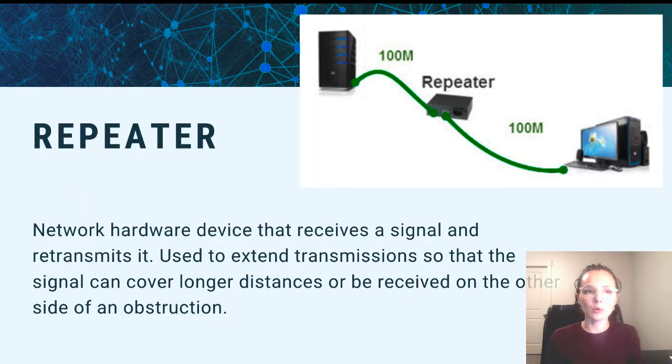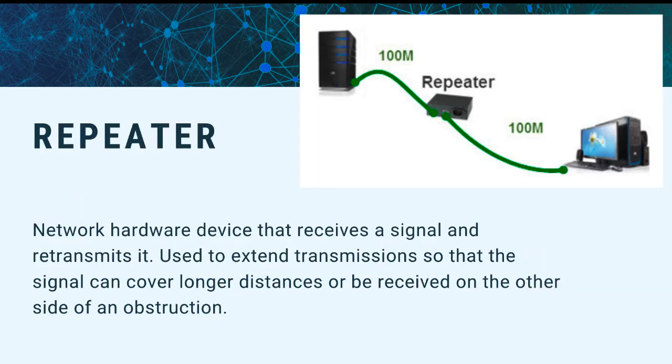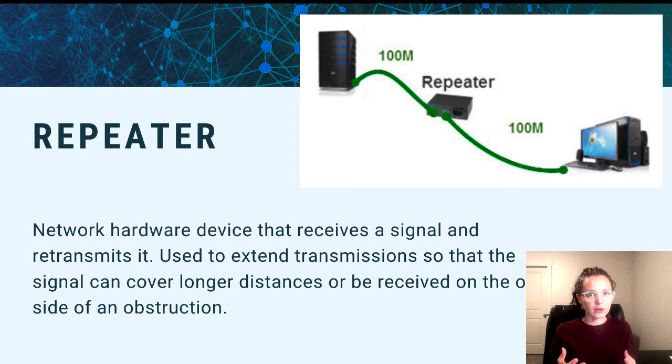Now let's talk about a repeater. A repeater is a network hardware device that receives a signal and retransmits it. It's used to extend transmissions so that the signal can cover long distances or be received on the other side of an obstruction. A repeater is used kind of like how I was talking about attenuation earlier in this video. Attenuation is a real problem if there is a long distance for the data to go. That repeater is just going to repeat that information so that it's just as strong by the time it gets to the other node on the network.